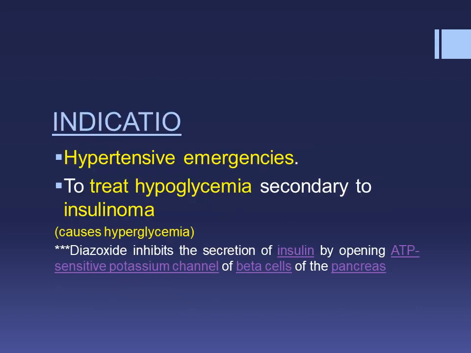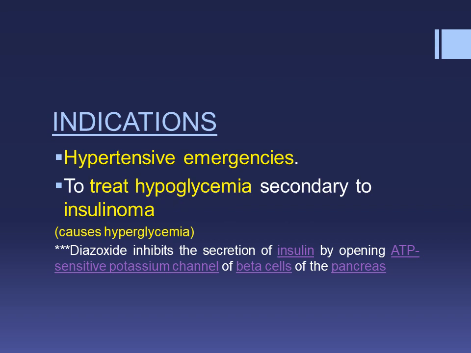So indications, once again, indication means clinical uses. It is used in hypertensive emergency because it has a rapid onset of action. It stays for a longer duration of action and it is given through the parenteral route. And to treat the hypoglycemia secondary to insulinoma. So this is another important unique indication of this vasodilator. In whole pharmacology, once again, I would like to mention that insulinoma, you won't hear this word again, except in this condition of diazoxide.